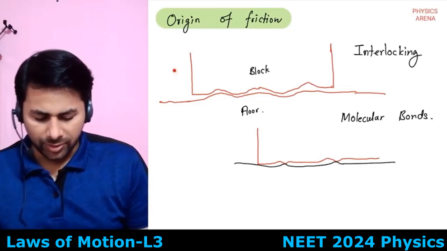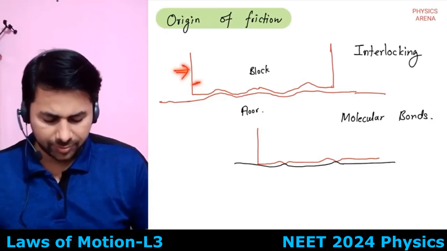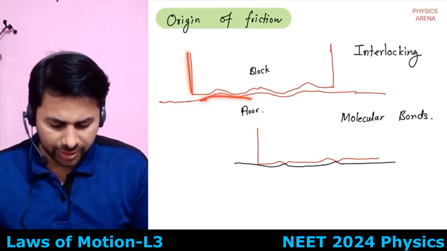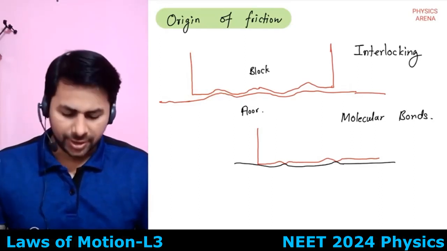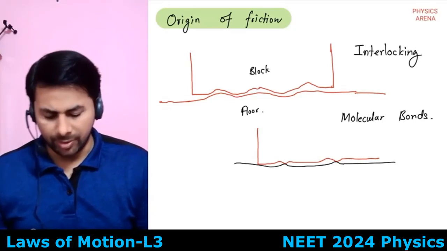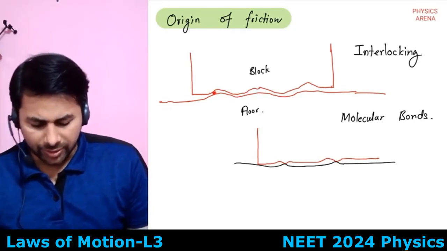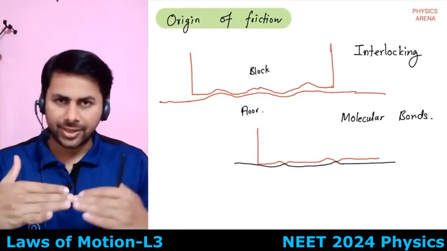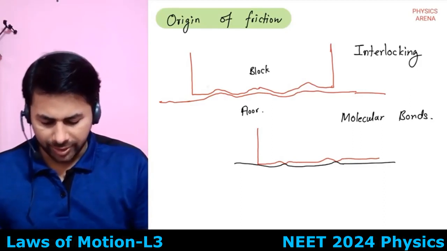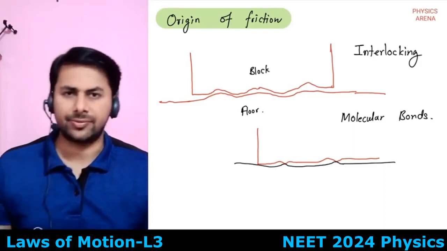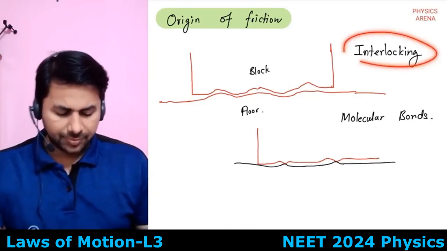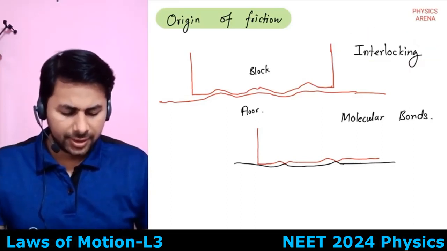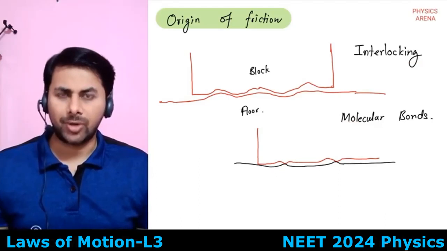Now when you try to move this body over this body, what happens? Because of this interlocking, it's difficult to move. There will be some opposing force, which you can say is the reaction between these two surfaces, right? So this is one of the reasons. Then there is another reason. Another reason is molecular bonds.